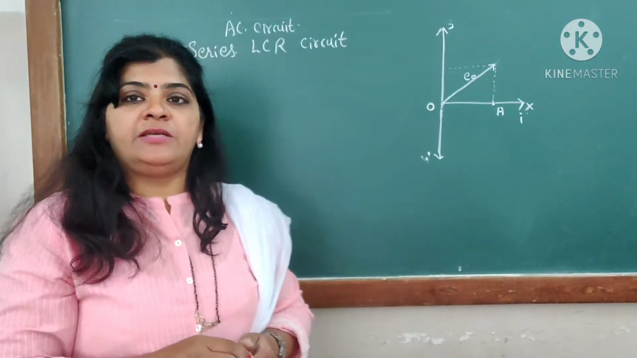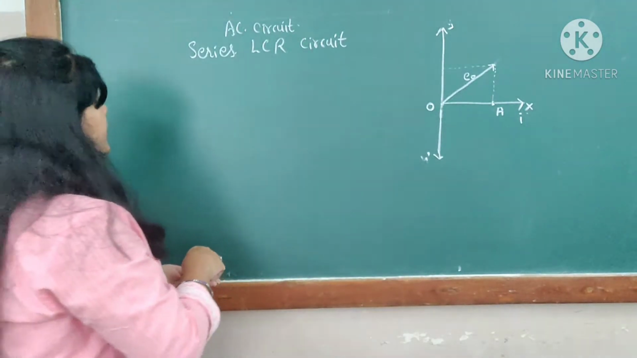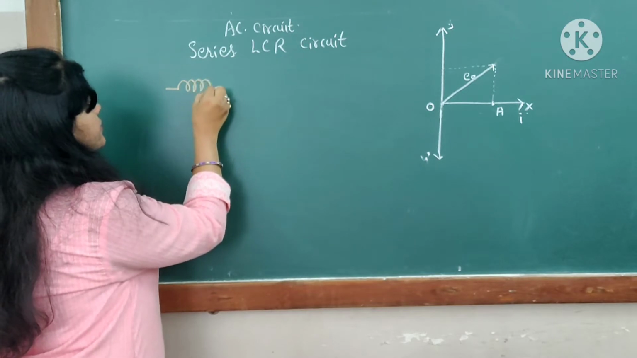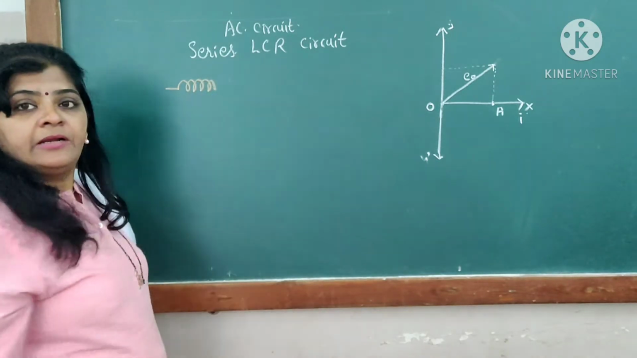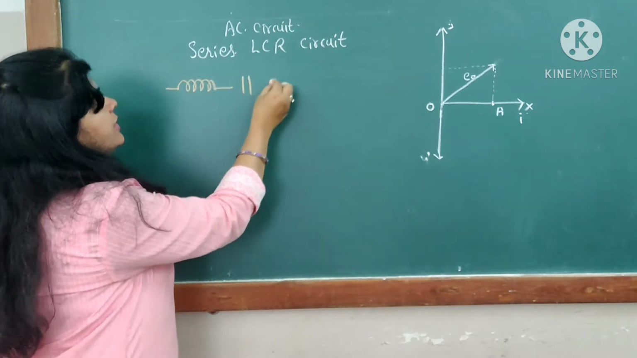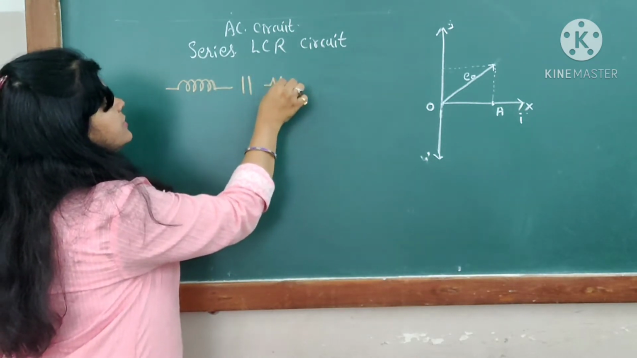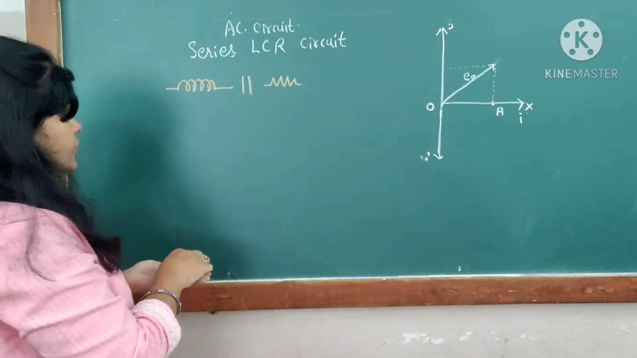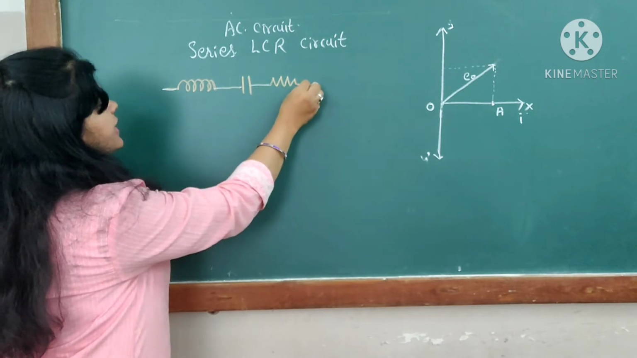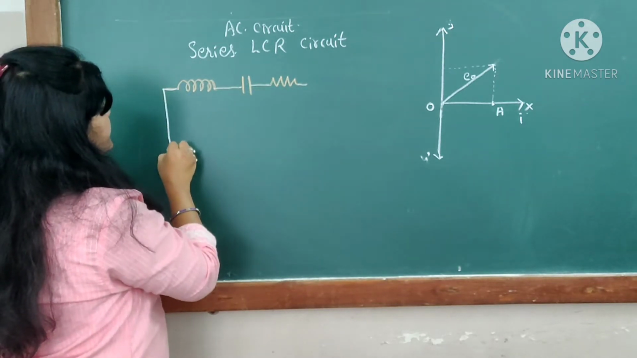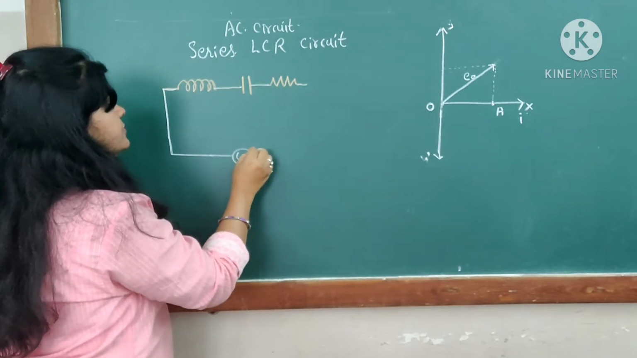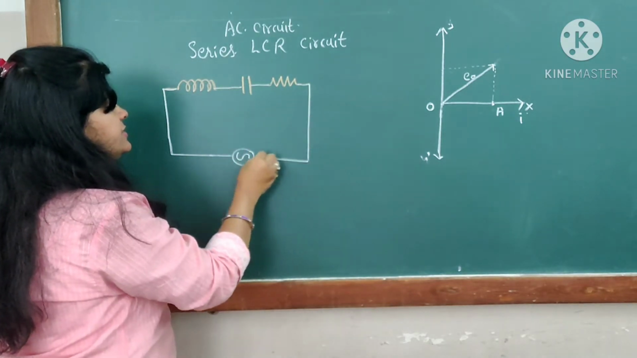The three elements: the first one is the inductor. This is the spring type symbol. Next is the capacitor, and next is the resistor. So these three, inductor, capacitor and resistor, are connected with the alternating source having the EMF E.